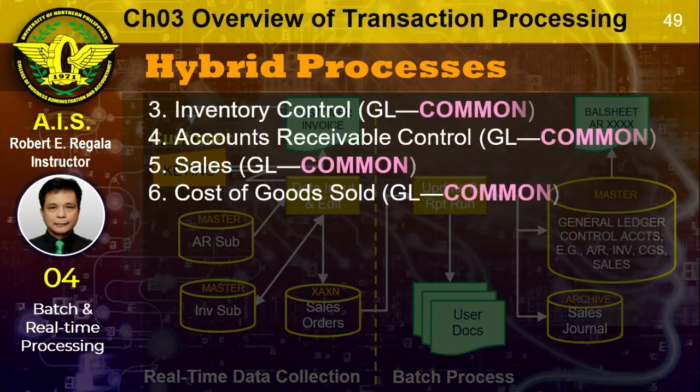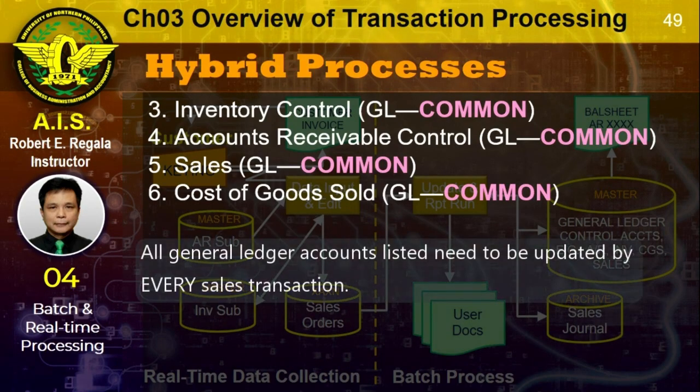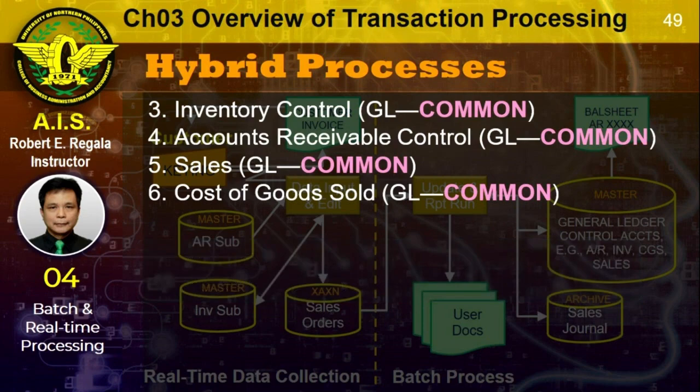Updating the records in the general ledger is a different matter. All general ledger accounts previously listed need to be updated by every sales transaction. If the processing of Juan's transaction begins before that of Maria's, then Maria must wait until all 6 records have been updated before her transaction can proceed. However, the 20 or 30-second delay brought about by this conflict will probably not inconvenience Maria.